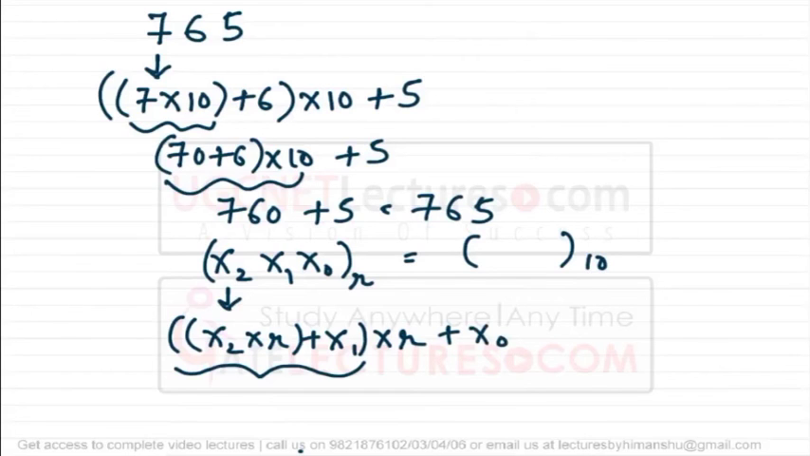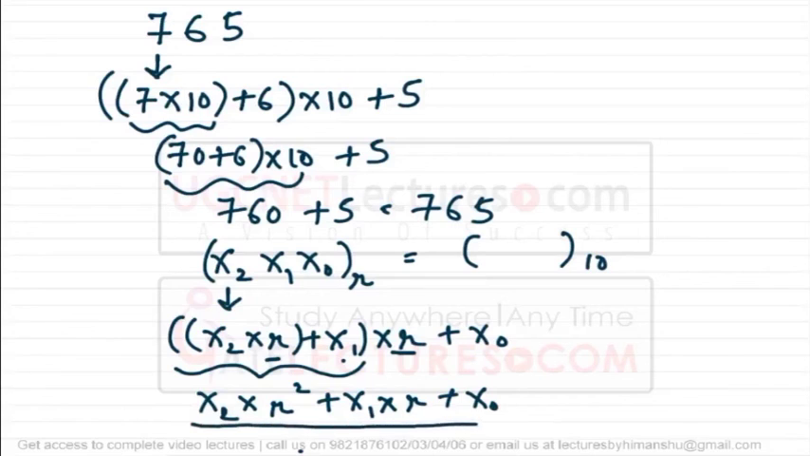Let us quickly see what this value is going to be. x2 into r, and you're multiplying it with r again. So you get x2 r square plus x1 into r plus x0. If you apply the formula we learnt, summation xi r to the power of i, we got the same thing. This is the same thing that we got here. See? So this verifies the formula. Now it is up to you how much you practice the shortcut. If you practice it more, it will be very useful, especially when you have an unknown base.